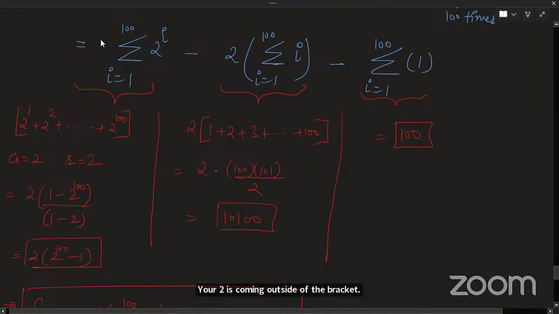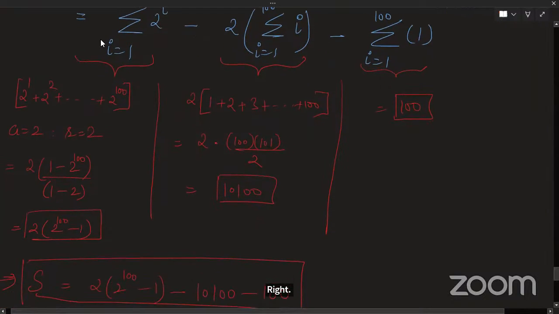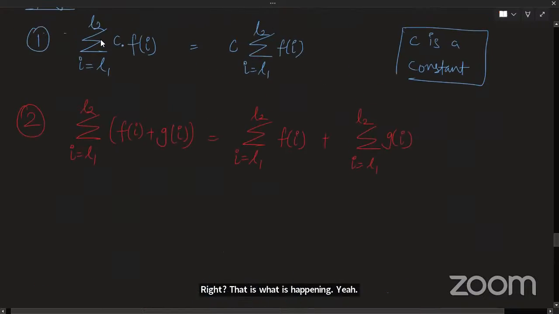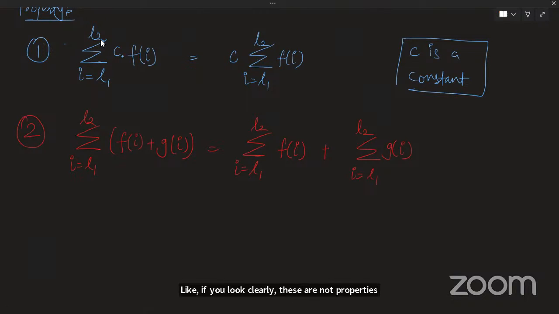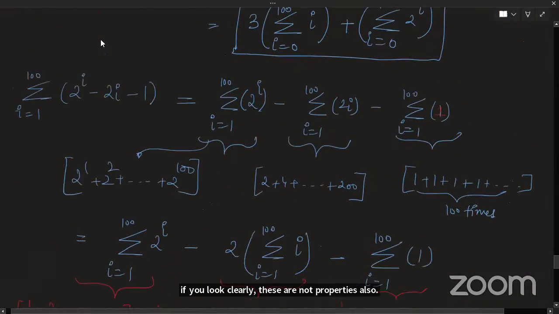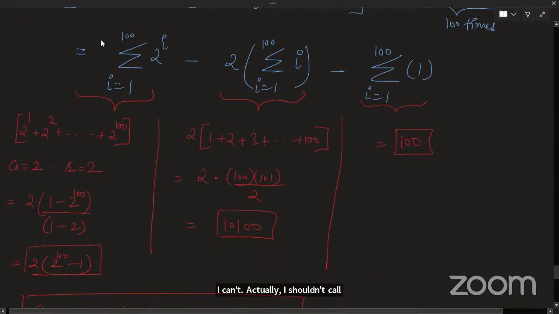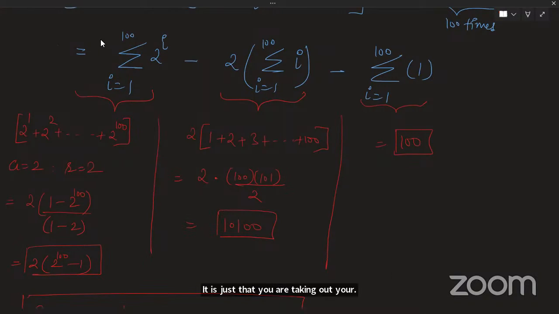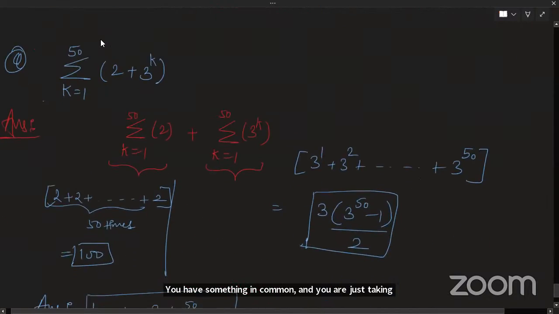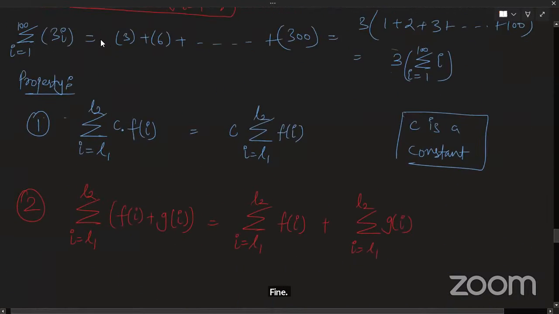Do you have any more properties of sigma other than these two? Only 2. Actually, if you look clearly, these are not properties also. I shouldn't call them properties. It is just that you are taking out your constant, or you have something in common in terms and you are just taking out your common terms. Nothing else. It is nothing new. It shouldn't ideally be called a property.